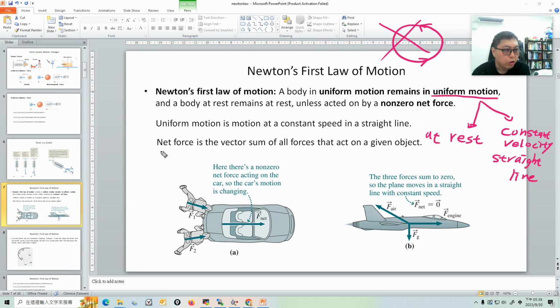So it says the body will remain in uniform motion unless it is acted on by a non-zero net force. So uniform motion is at rest or constant velocity in a straight line, and if it changes, for example, an object starts at rest and then becomes moving, that means it's acted on by a non-zero net force. Or you have an object doing constant velocity in a straight line and then it stops, or gradually stops. That means it's acted on by a non-zero net force. That's what Newton's first law of motion says.